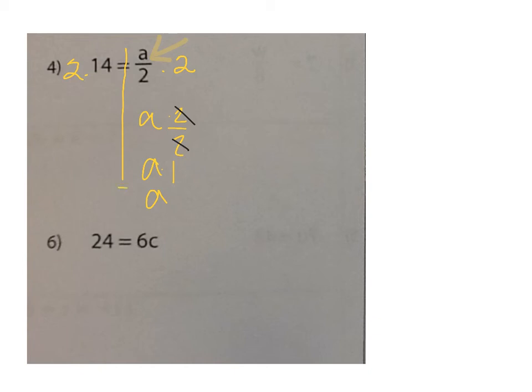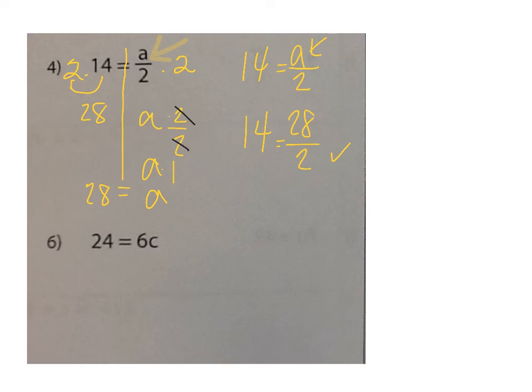So then we come on this side and we say 14 times 2 is 28. Okay. That means a is equal to 28. And we can check that by substituting a over 2, a divided by 2. Substitute a with 28. 28 divided by 2 equals 14, and that's a check. Now let's try 24 equals 6c.